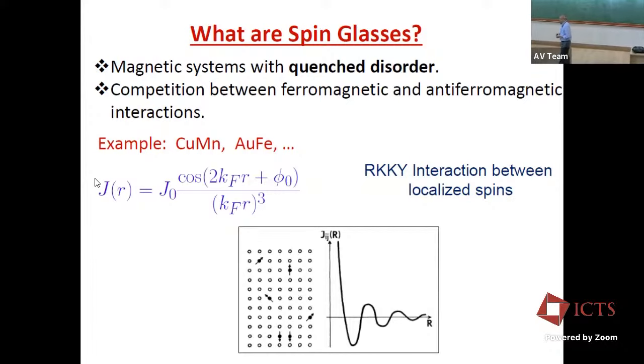So you have to look at time scales. Whenever you are looking at some problem in physics, you have to look at characteristic time scales. So here, of course, the spins can flip or spins can rotate. If you're talking about classical spins, they can rotate. If you're talking about quantum spins, they can change from one state to another. So these are dynamical variables.